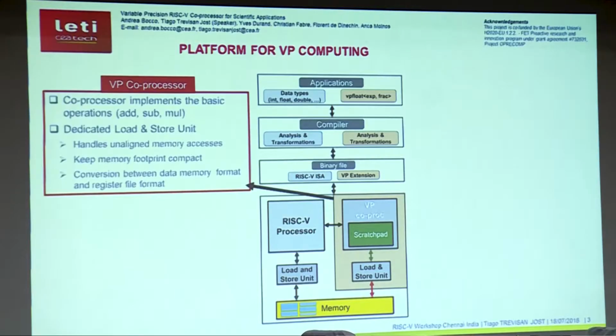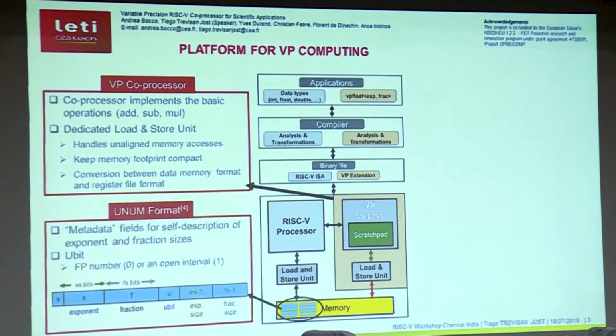To give you an overview, we augment a RISC-V processor with a coprocessor that can implement these variable precision operations. That way we also have to handle unaligned memory access, keep the memory footprint compact, and do the conversion between the data memory and the register file that operates inside the coprocessor.